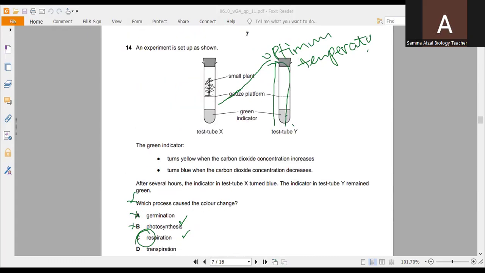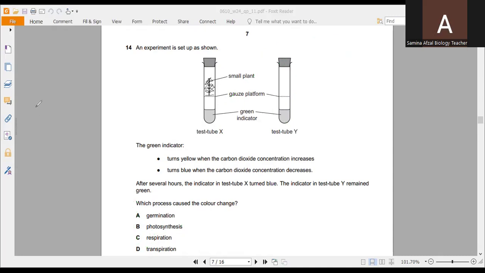Next question is, an experiment is set up as shown. You can see a small plant has been shown, water gauze is there, platform, test tube X has a plant inside, whereas test tube Y doesn't have, and green indicator is present at the base.